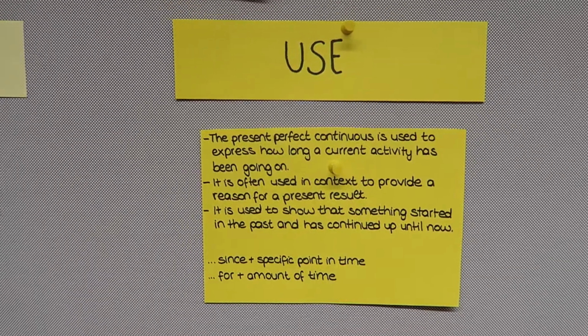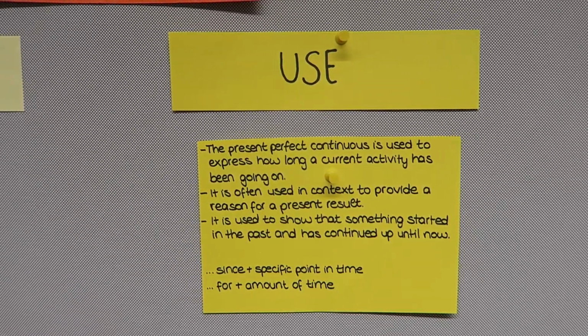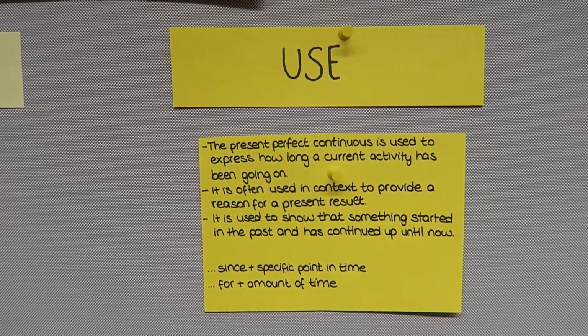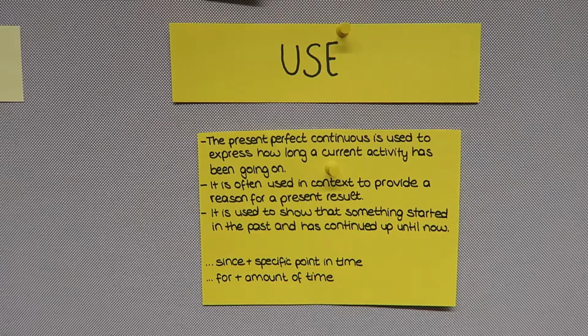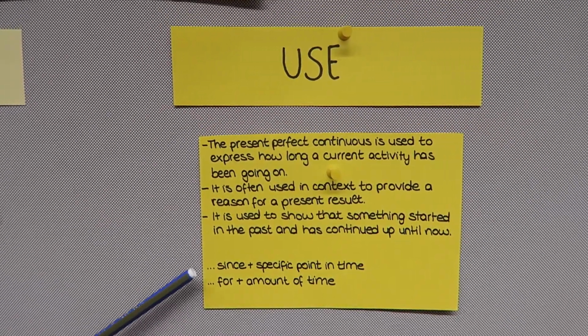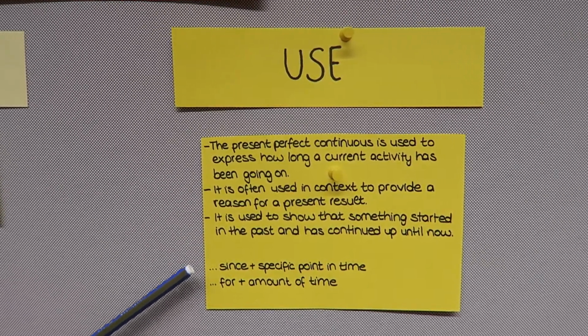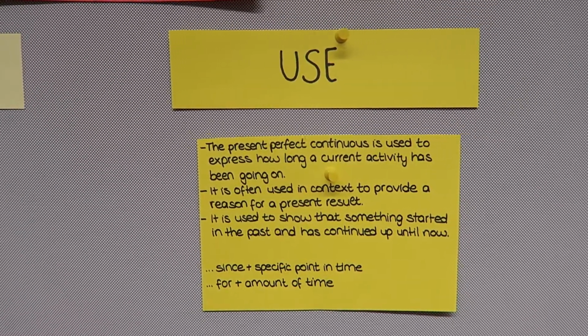The present perfect continuous is used to express how long a current activity has been going on. It is also often used in context to provide a reason for a present result, and it is used to show that something started in the past and has continued up until now. We use since if we're talking about a specific point in time, and we use for if we're talking about an amount of time.